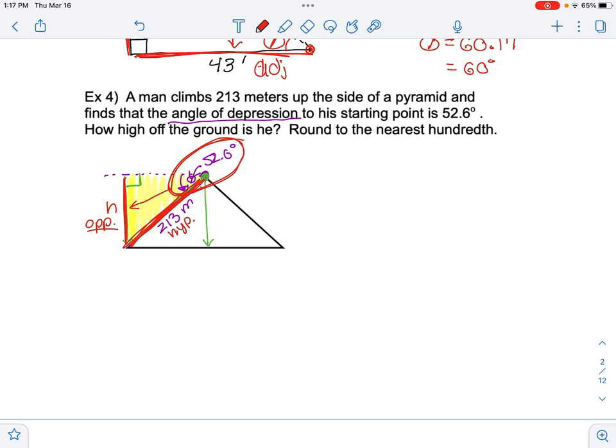So the trig function that compares opposite and hypotenuse is my sine function. So this is the equation I'm going to be setting up. This time I know my sine ratio. I know my angle. My angle is actually 52.6 degrees. The opposite side is what I'm looking for, and I have been given the hypotenuse of 213.